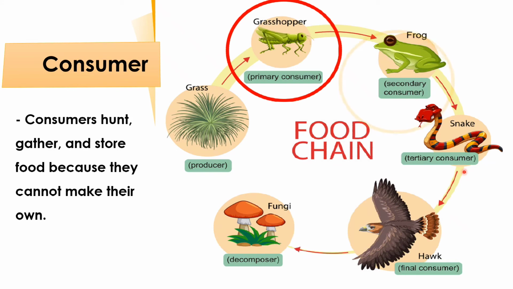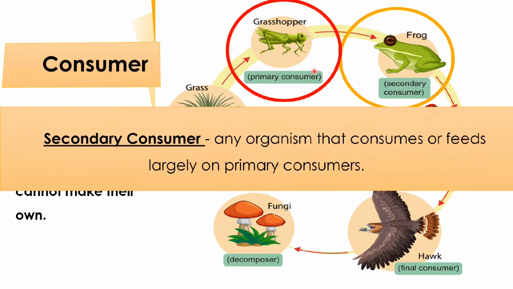The second in the line is the secondary consumer. When you say secondary, it means the second consumer. So this frog will eat the grasshopper. A secondary consumer is any organism that consumes or feeds largely on primary consumers. Technically, the secondary consumer is the one who will eat the primary consumer, which is the grasshopper. So the frog is a secondary consumer.